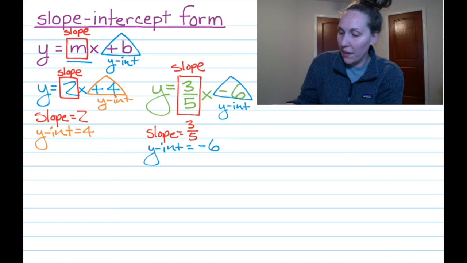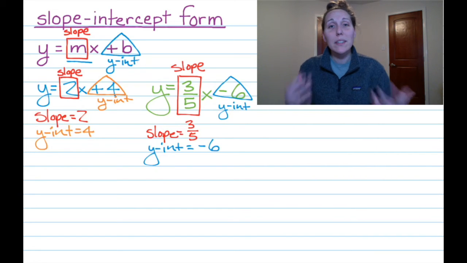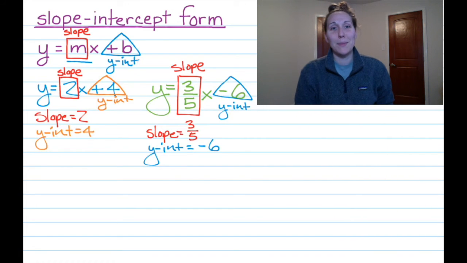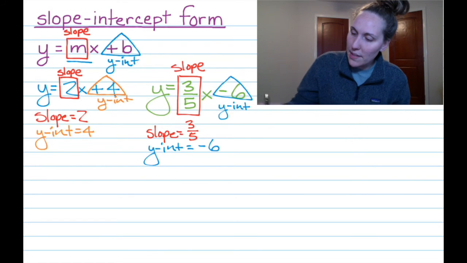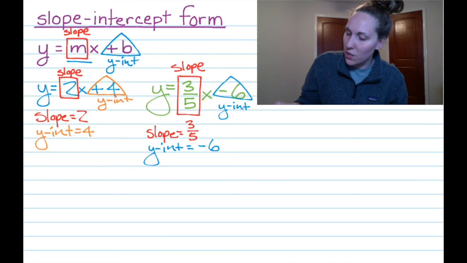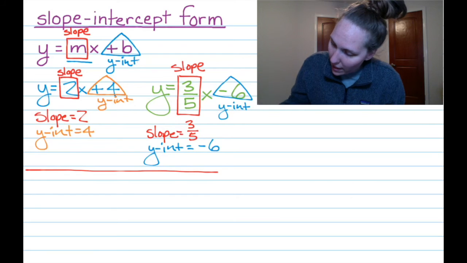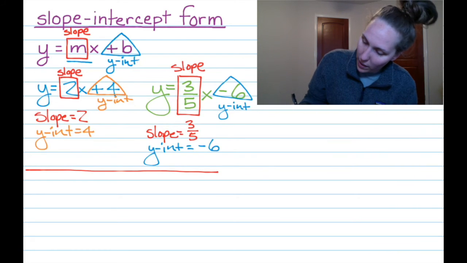And there we go. We've identified in these few problems, when they are in slope-intercept form, our slope and our y-intercept. Okay, so it's really important that we are able to do that. So now I'm going to show you a few examples of when our equation is not given to us in slope-intercept form, of how to go ahead and rewrite those equations.